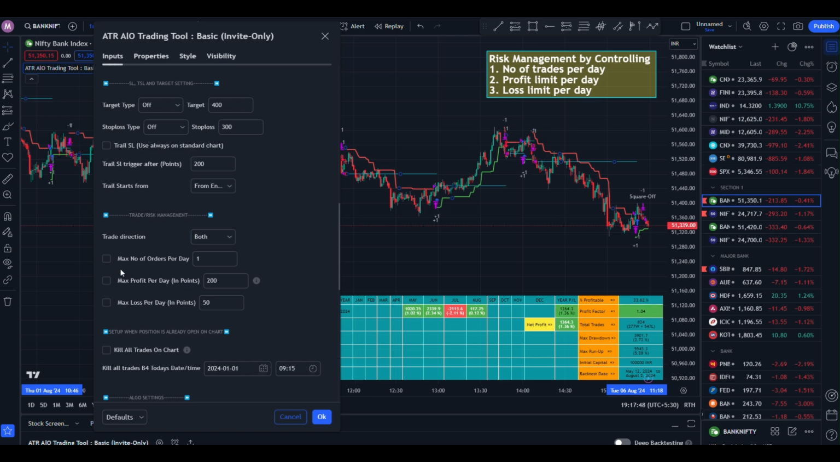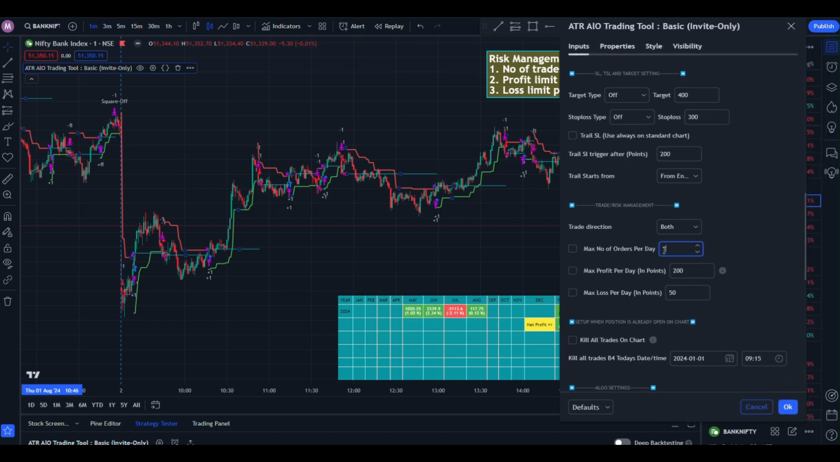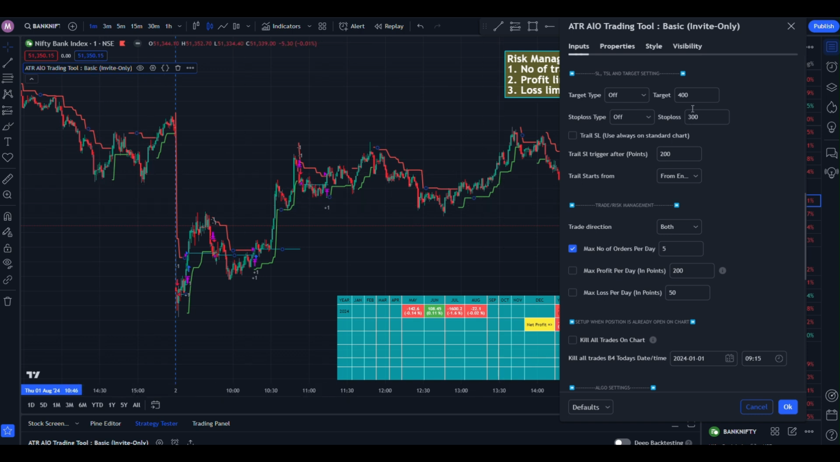Now if you want to control the number of trades, suppose I want to control only 5 trades per day, or only 2 trades per day. Let's say I click 2 in max number of orders per day, so it happens only 2 trades. See, the first short trade and the second long trade. If I say only 5 trades, it does only 5 trades, 1, 2, 3, 4, 5. So up to this point only 5 trades will happen. Every day only 5 trades happen.